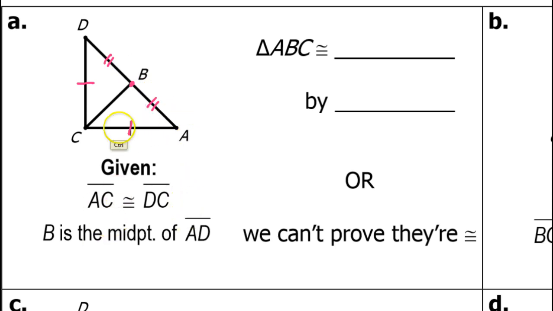Okay, then we also know that the shared side will be the same for both triangles. So I see side side side. So that does prove that the triangles are congruent. So triangle ABC, so ABC, so that'll be DBC.